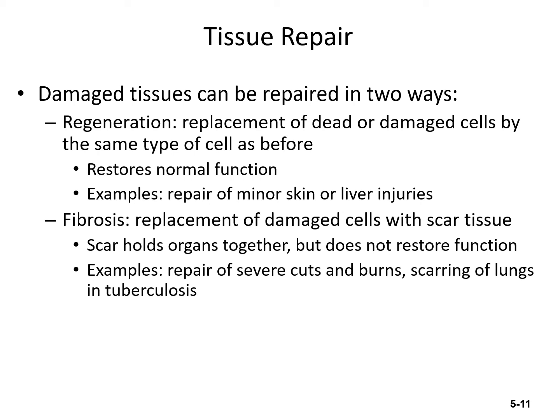And then fibrosis is when you have replacement of damaged cells with scar tissue instead of the original tissue type. So the scar will physically hold organs together, but you don't have the restoration of your normal function from that pre-existing type of tissue. So if you have repair of severe cuts and burns or scarring of lungs in tuberculosis, you're actually going to see scar tissue forming there, which is fibrosis, rather than actual regeneration.